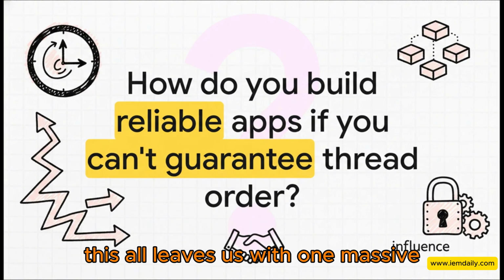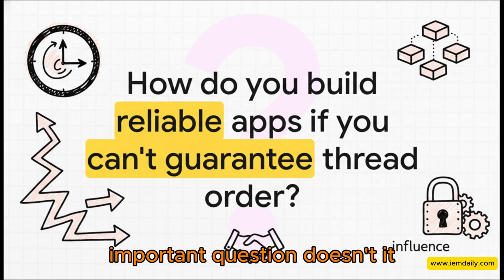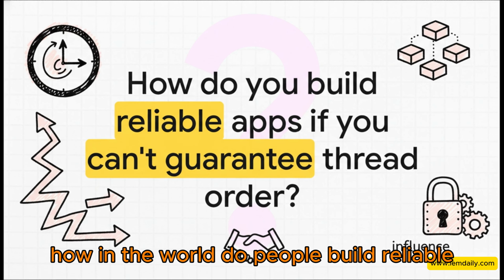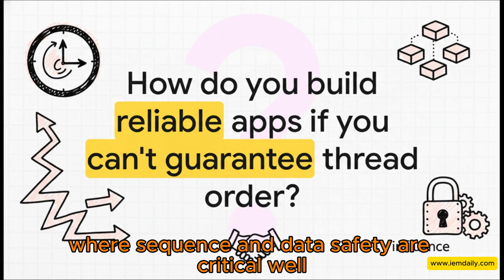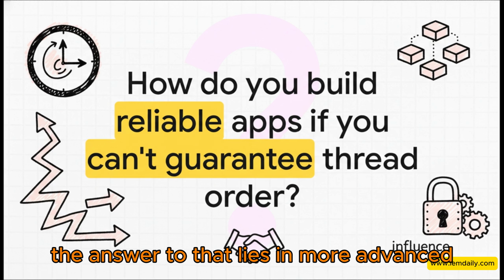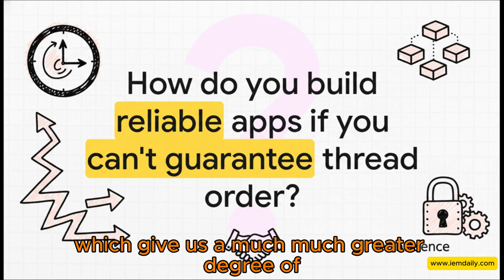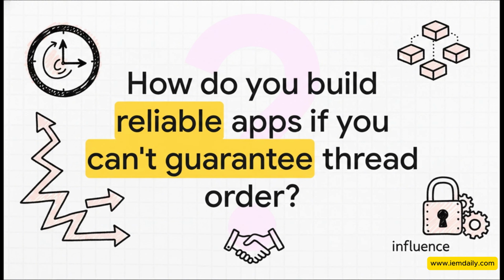This all leaves us with one massive, important question, doesn't it? If we can't truly guarantee the exact order of things with these basic tools, how in the world do people build reliable, complex applications where sequence and data safety are critical? Well, the answer to that lies in more advanced concurrency tools, things like locks and semaphores, which give us a much greater degree of, you guessed it, control. But that's a whole other story.